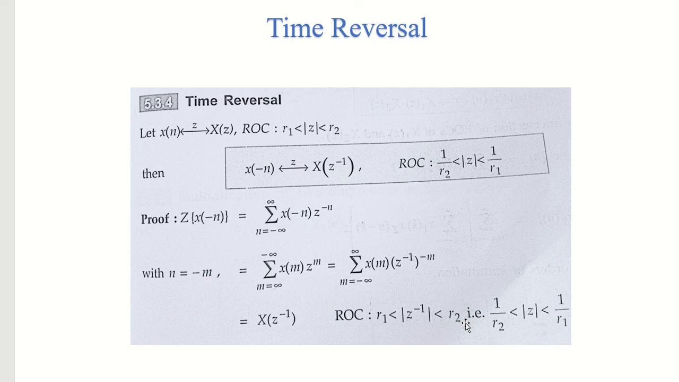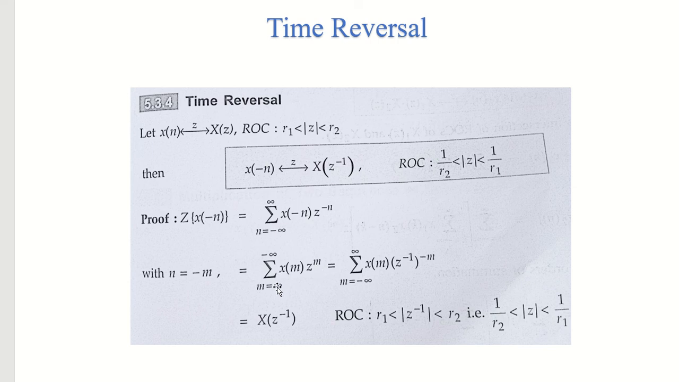Now let's see how. Let's put this signal x of minus n in the formula of the Z transform. Now remember, we took n equals minus m. So instead of minus n, let's take m. And here also, instead of z raised to minus n, we will take z raised to m.